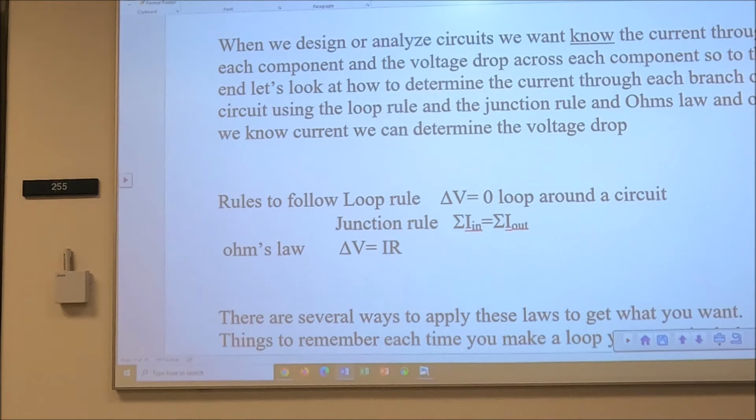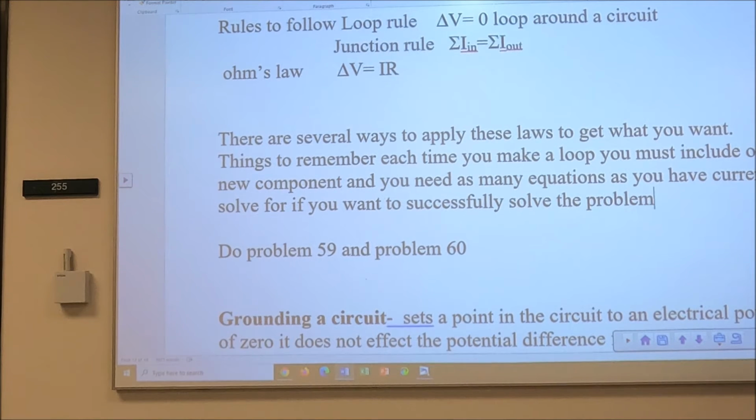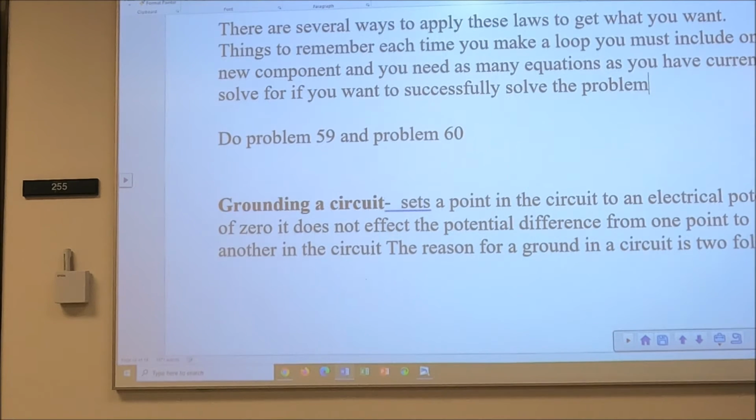Now, there's several ways to go about doing this. But as you're doing this, and you're going to be creating systems of equations, you always want to remember that when you make a loop through a circuit, to have a new equation, you're going to have to include a new component. Okay? And that we can apply the junction rule and Ohm's law. Now we're going to look at problem 59 and problem 60.